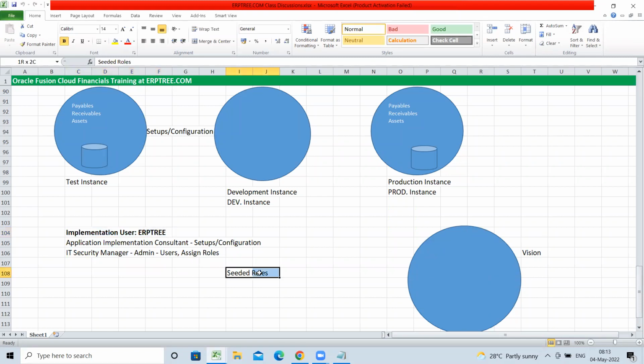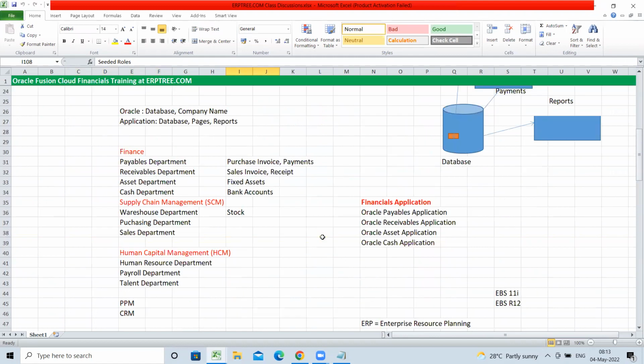These 2 roles we call seeded roles. That means Oracle is providing these roles. This is what we discussed in the last 2 sessions.